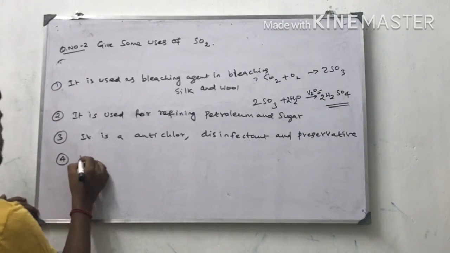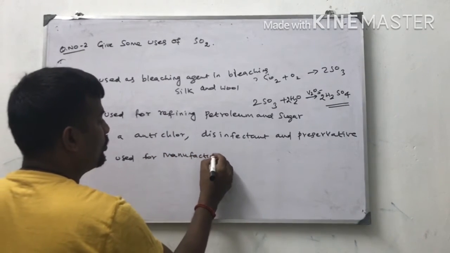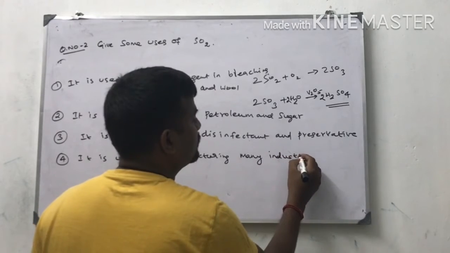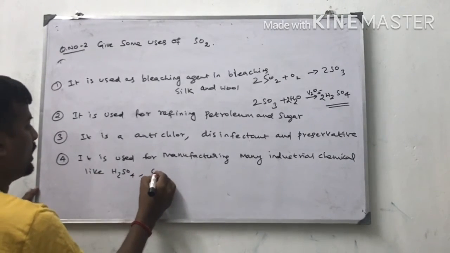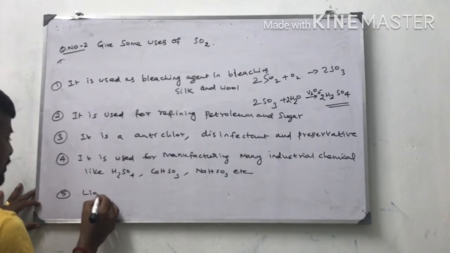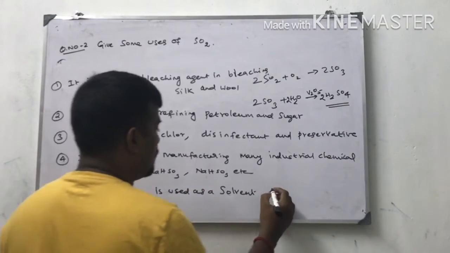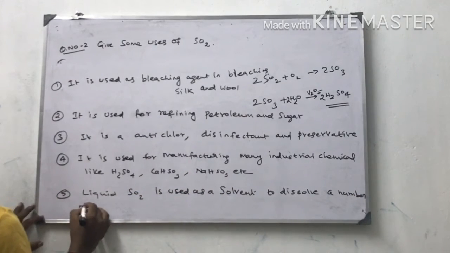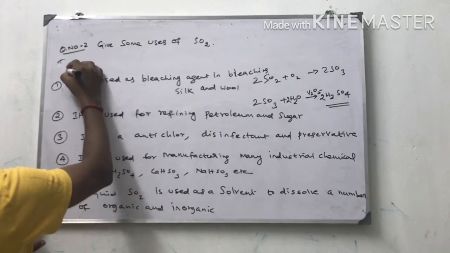Anti-chlor I already explained. Next one, it is used for manufacturing many industrial chemicals like H2SO4, sulfuric acid, calcium hydrogen sulfide, sodium hydrogen sulfide, etc. Liquid sulfur dioxide is used as a solvent to dissolve a number of organic and inorganic chemicals. Important question, 2 mark.